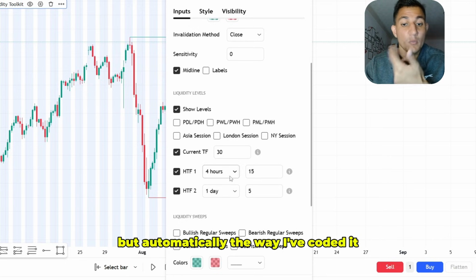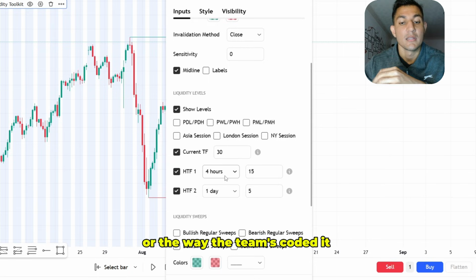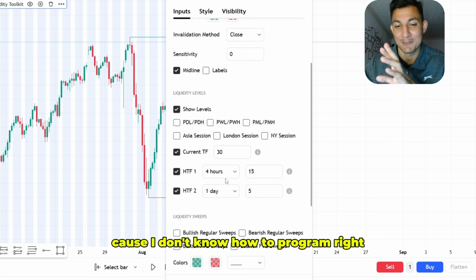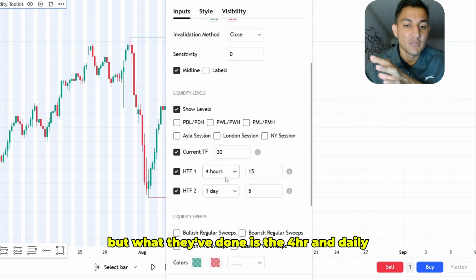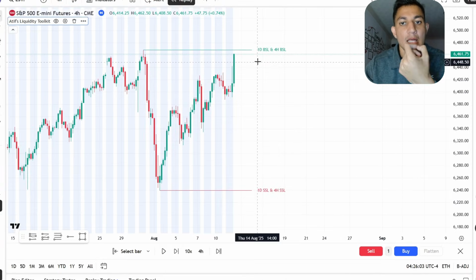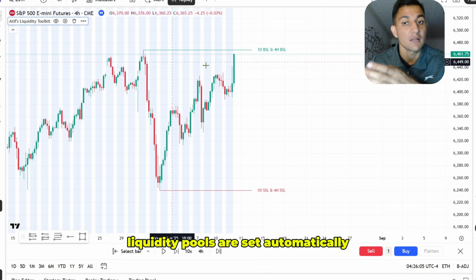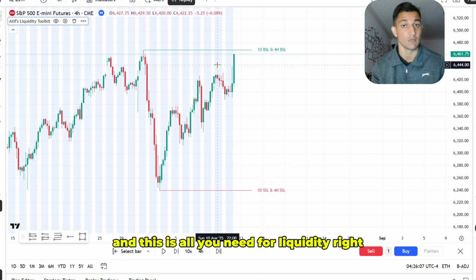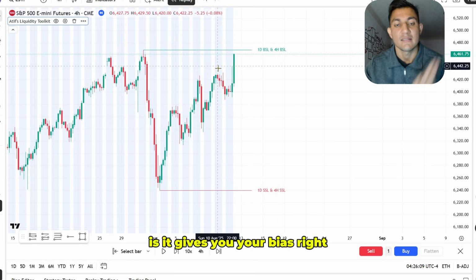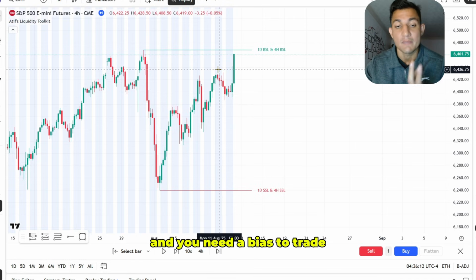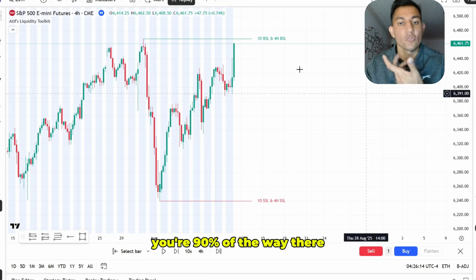But automatically, the way I've coded it, or the way the team's coded it on my behalf, because I don't know how to program, I'm not good at that, what they've done is the 4-hour and daily liquidity pools are set automatically. And this is all you need for liquidity, right? The reason why liquidity is so important is it gives you your bias, and you need a bias to trade. If you've got the bias right, you're 90% of the way there.